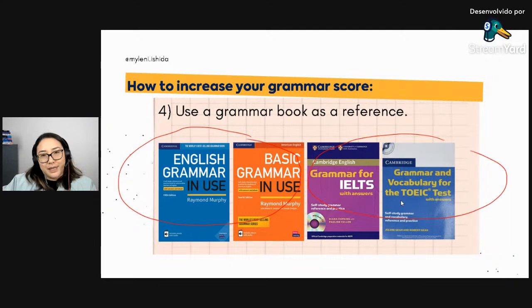When you study for a test, if there is available a grammar book specifically for the test you're going to study, do it. Okay, we don't have this for the Duolingo. For now, for the Duolingo English test, only with Teacher Milady. We don't have a grammar book for that. But I highly recommend that you have one grammar book, like a general English grammar book, right? And I recommend these ones, the English Grammar News or the Basic Grammar News, or both, if possible.